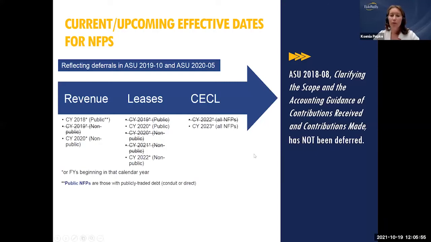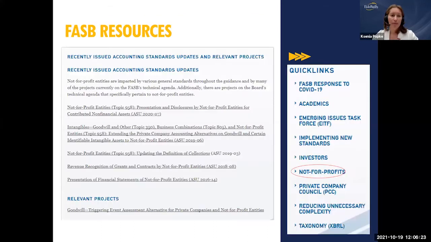One thing to note, though, there was a new standard issued, ASU 2018-08, clarifying the scope and the accounting guidance of contributions received and contributions made. That particular standard was not deferred as part of the suite of standards that was deferred because of COVID. So again, for the most part, the ASU 2018-08 was already implemented or is just being implemented currently by some of the calendar year clients.